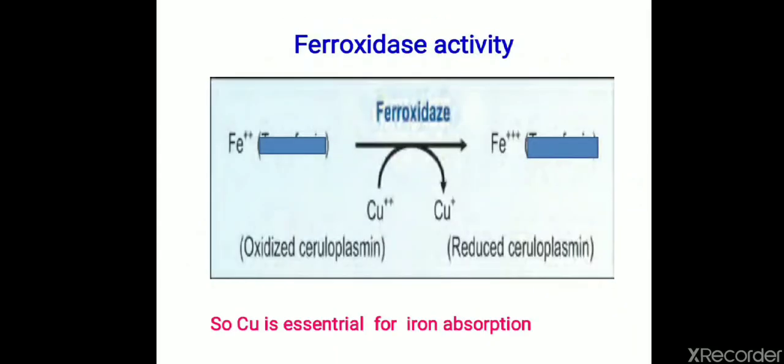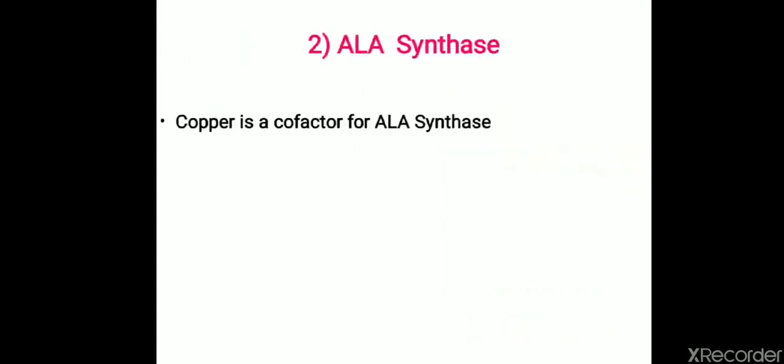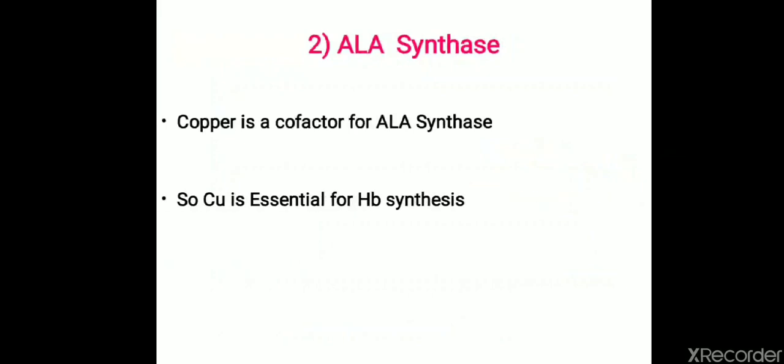Regarding ceruloplasmin, it is a protein present in our blood, and it has ferroxidase activity. Ceruloplasmin is a copper containing enzyme. So copper is essential for iron absorption, and copper deficiency can produce iron deficiency. Coming to ALA synthase, it is a major enzyme in heme biosynthesis. Hemoglobin formation requires ALA synthase enzyme. So copper deficiency can produce heme deficiency, thereby anemia.